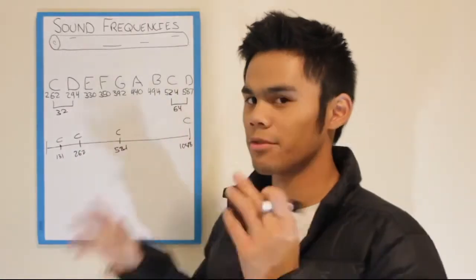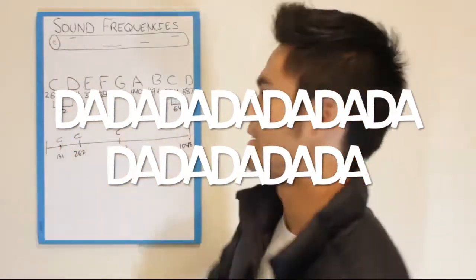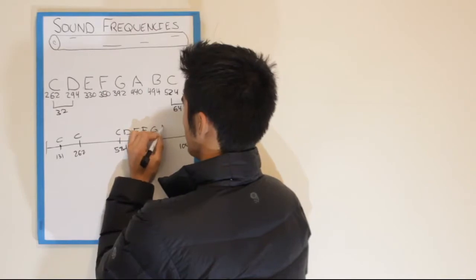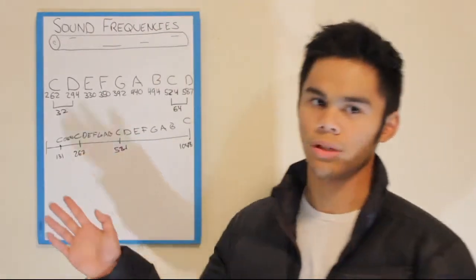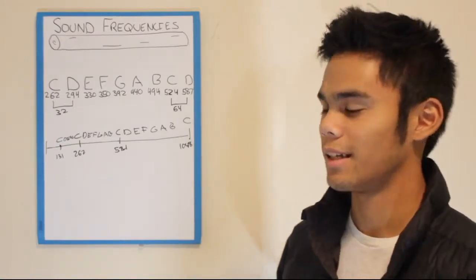So you have to remember here that between these, we have a full scale of da da da da da da da. So here you also have a D note and an E and an F and a G and an A and a B. So it shrinks as you go along the scale. So it's quite obviously not a linear scale.